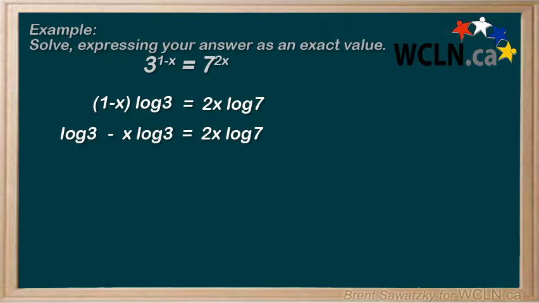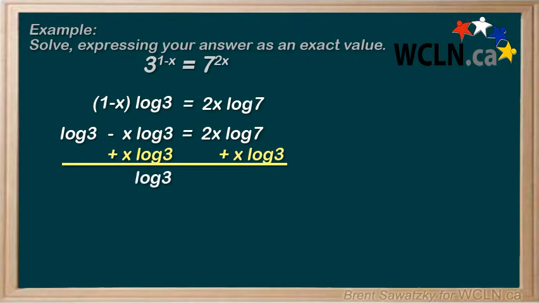We can start rearranging to get the x on one side. It looks like moving the x's to the right side might be the handiest here, although either side is fine. So let's add x log 3 to both sides. On the left, we now have only log 3. And on the right, we now have 2x log 7 plus x log 3. We now have all the x terms on the right and the non-x terms on the left.